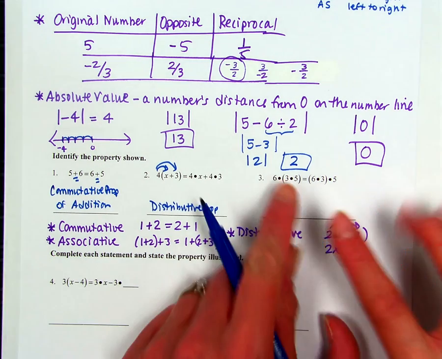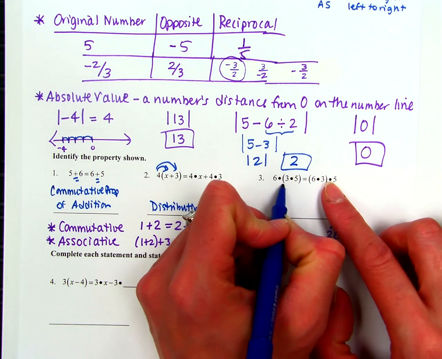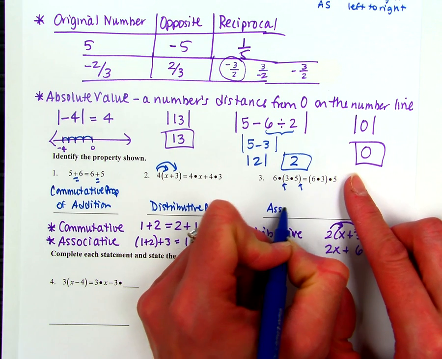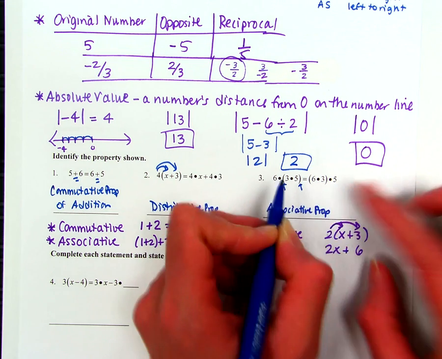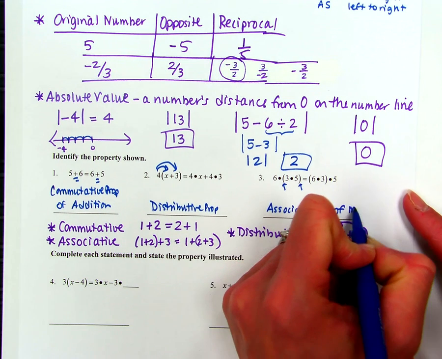All right, this one we have grouping symbols. So when you see the grouping symbols, that tells you it's the associative property. Now these are being multiplied, so this is the associative property of multiplication.